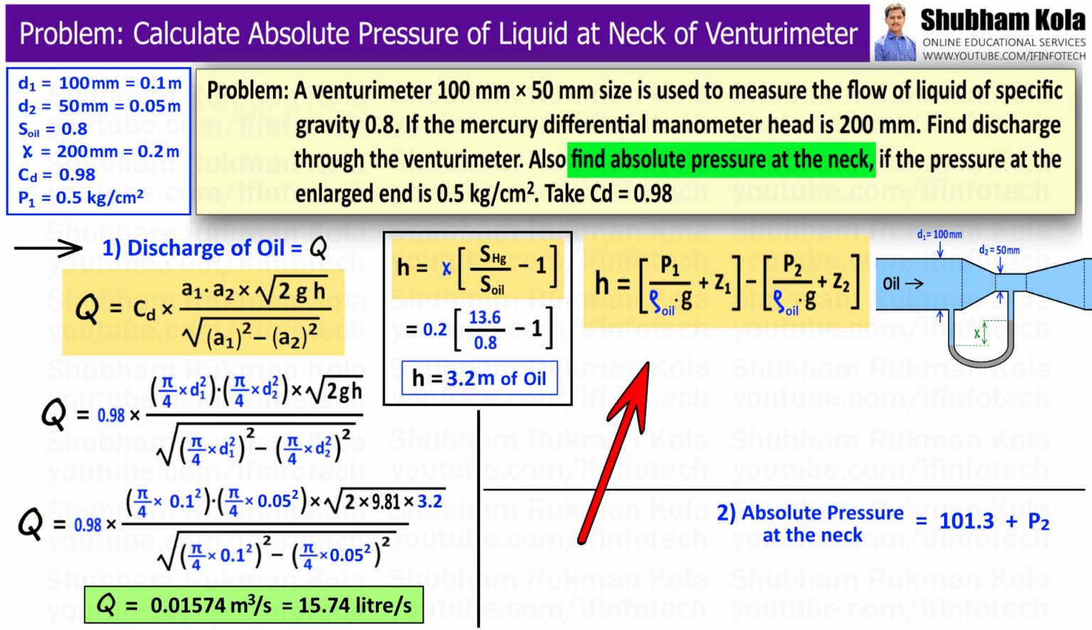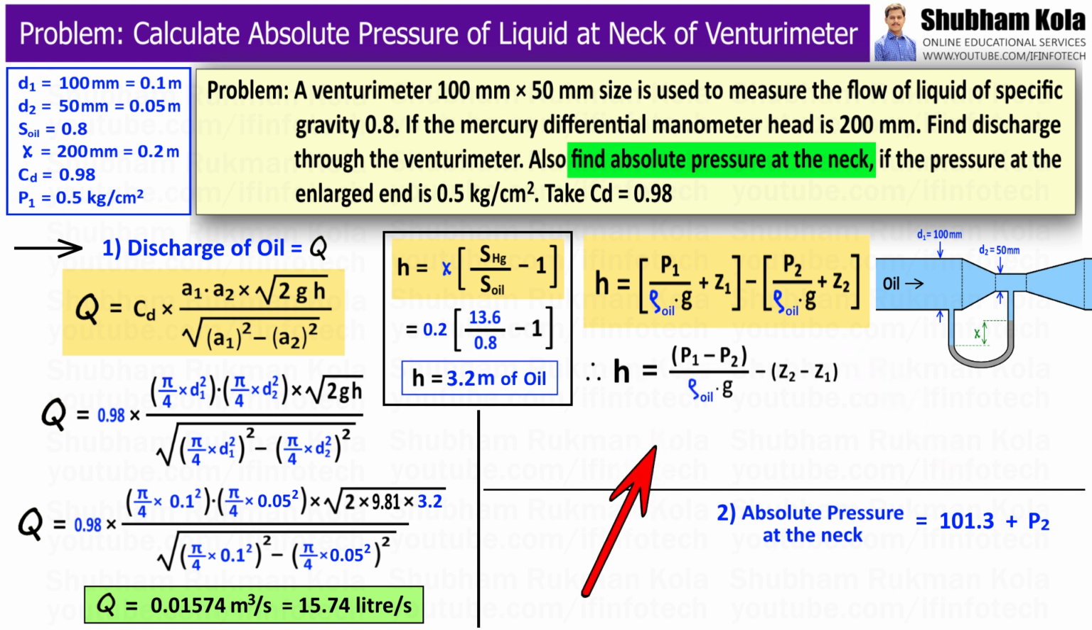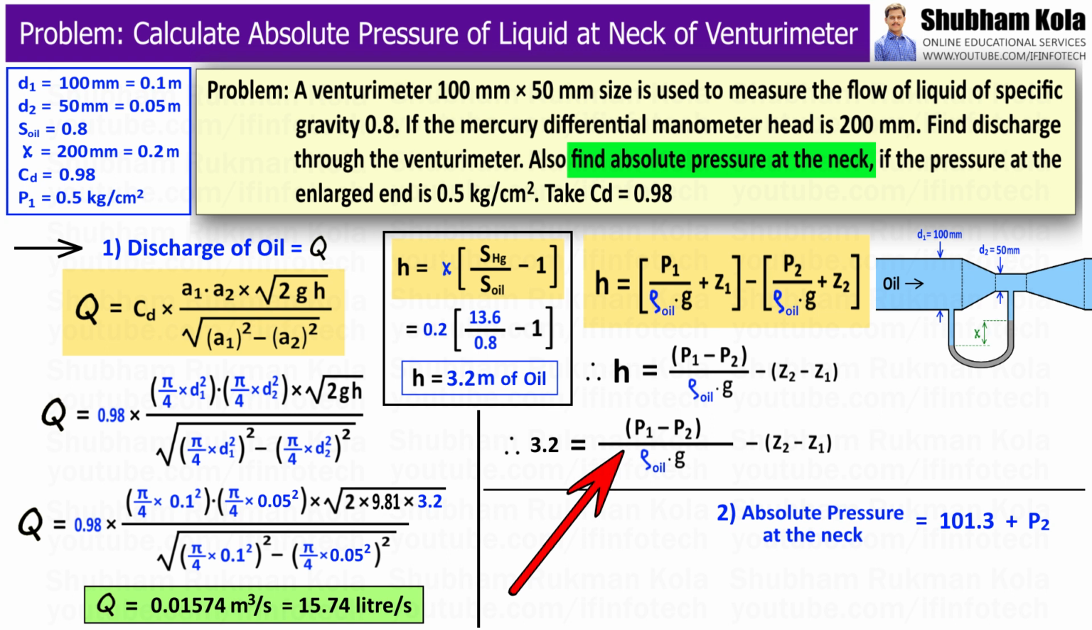Therefore, the other formula of small h will be the pressure head at section 1, that is P1 upon rho g, plus the potential head at section 1, that is Z1, minus (the pressure head at section 2, that is P2 upon rho g, plus the potential head at section 2, that is Z2). Here P2 is the gauge pressure at the neck which we have to calculate. Therefore, after simplifying, we will get the equation: small h value, that is 3.2, equals (P1 minus P2) upon rho g, plus (Z1 minus Z2). Here, since the Venturimeter is installed horizontally, Z2 minus Z1 equals 0.